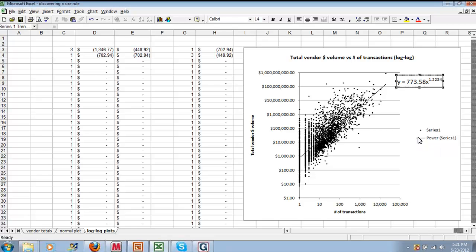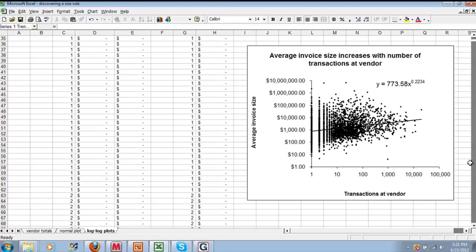The way we can break it down and determine which one goes up faster is by taking the average instead of the total volume. Now here, we have the transactions as before on the bottom, but we're looking at average invoice size, not total volume. And average invoice size is going up. The trend is upward. That means that a small vendor not only submits fewer transactions, the average value of that transaction is small. So you've got a linear, or not, it's not actually linear, but a consistent relationship between invoice size and vendor transactions.